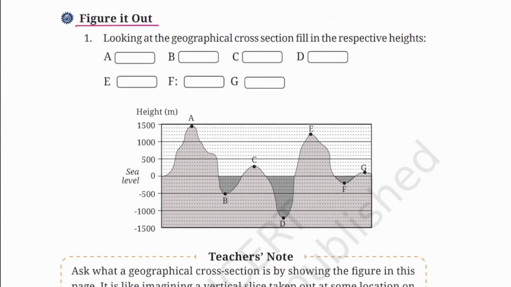Figure it out. 1. Looking at the geographical cross section, fill in the respective heights. You can see height given in meter and sea level is equal to 0 meter. Height of point A will be plus 1500 meter or 1500 meter.